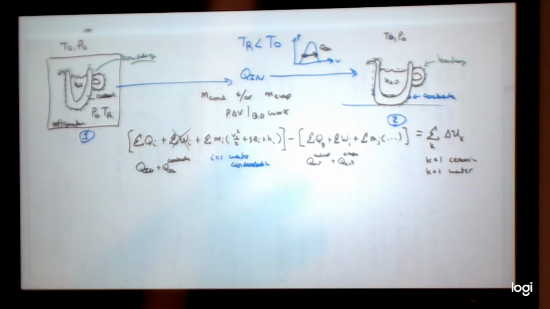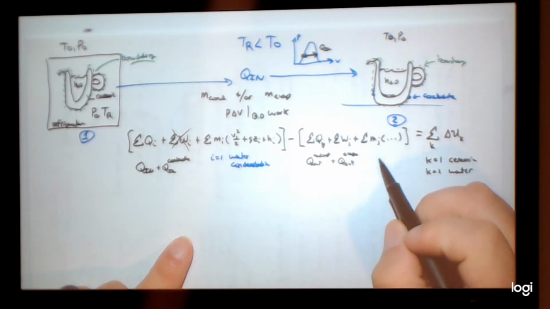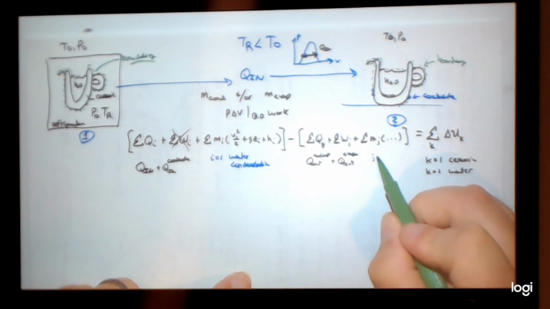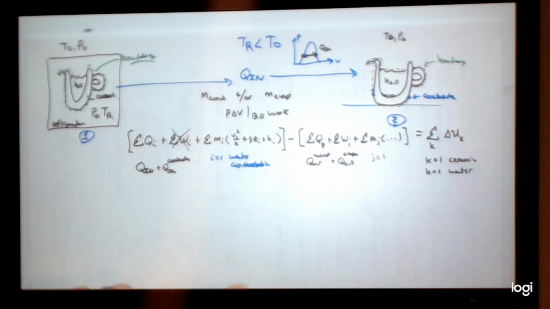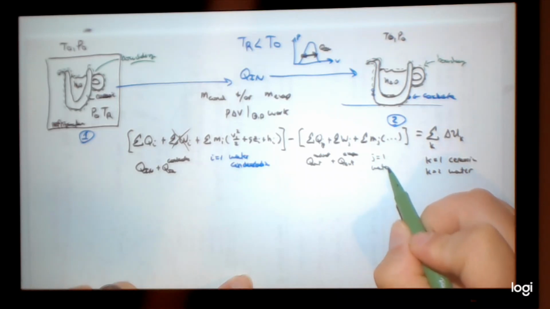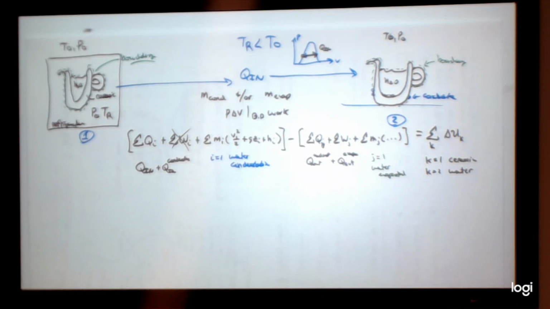So there's a lot of different ways to do it, but right now we'll just keep it like this, and then we have some mass out, J equals 1. The only mass that could leave would be water evaporated. Yes? So what is the first Q out there say? Condensate. Or what is the second one? Evap. Okay. Q out, evap.